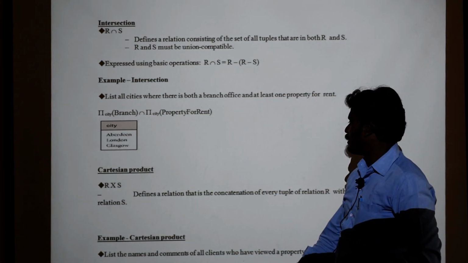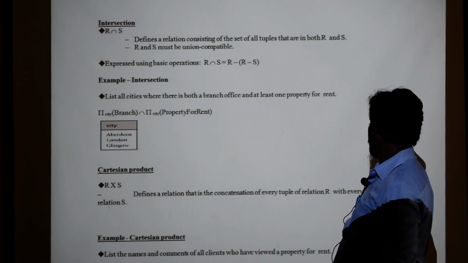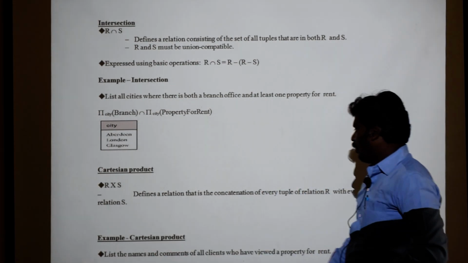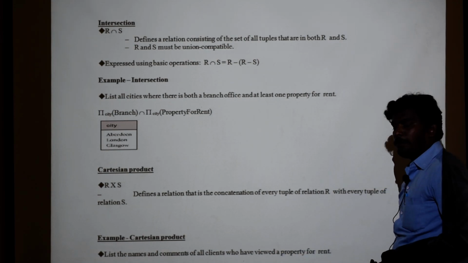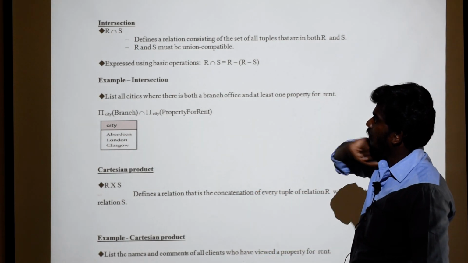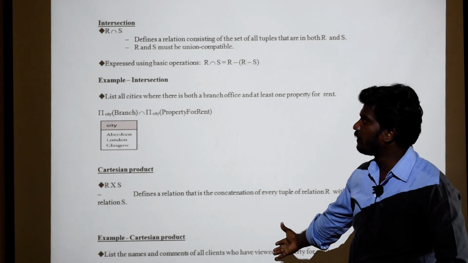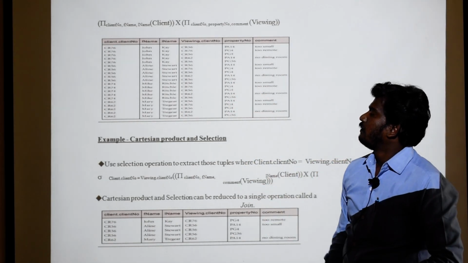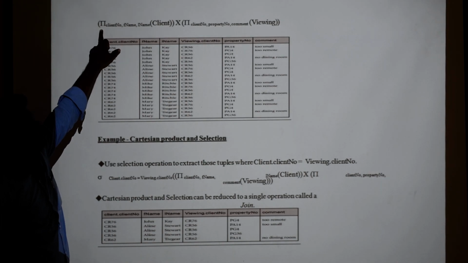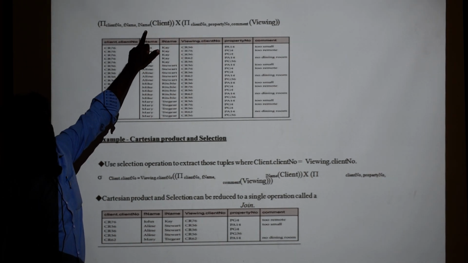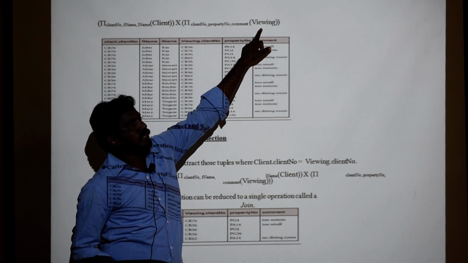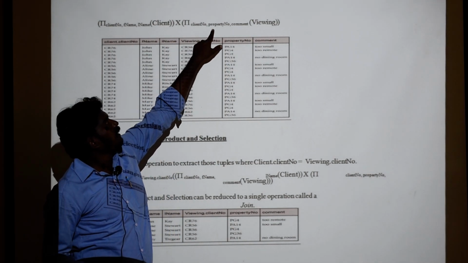So define the relation such that the constraints of every tuple of the relation R will be in the relation of S. So for example, list the name and comments of all clients who have viewed a property for rent. So that the example is the Cartesian product example. So here, I am just showing that. The pi symbol, client number, first name and last name. This is the client table, and in the viewing table we have client number, property number and comment.